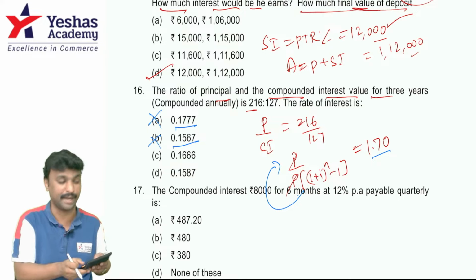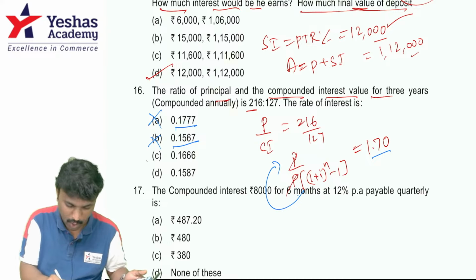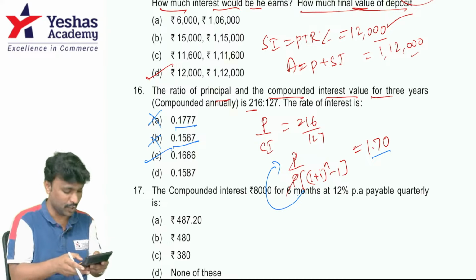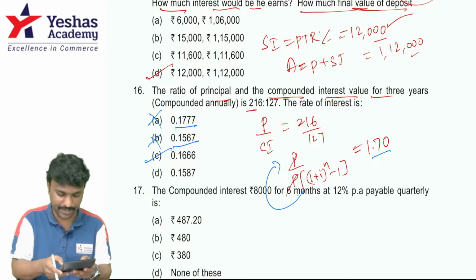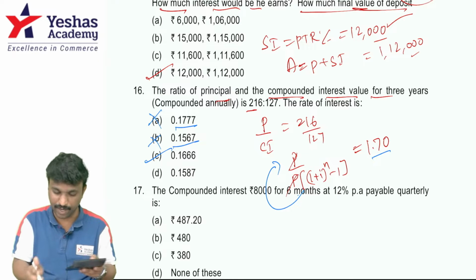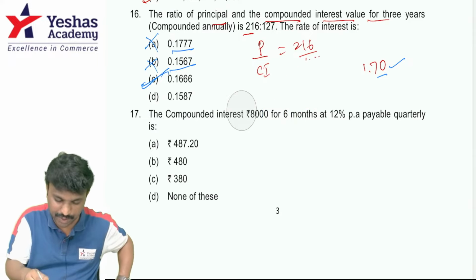Even option B doesn't satisfy. How about option C now? Option C is 0.1666. So 1 plus 0.1666, press into equal to twice, minus 1. Then take it up, divide equal. That fetches you 1.70 exactly. So option C is the right answer. Moving on to the next question.